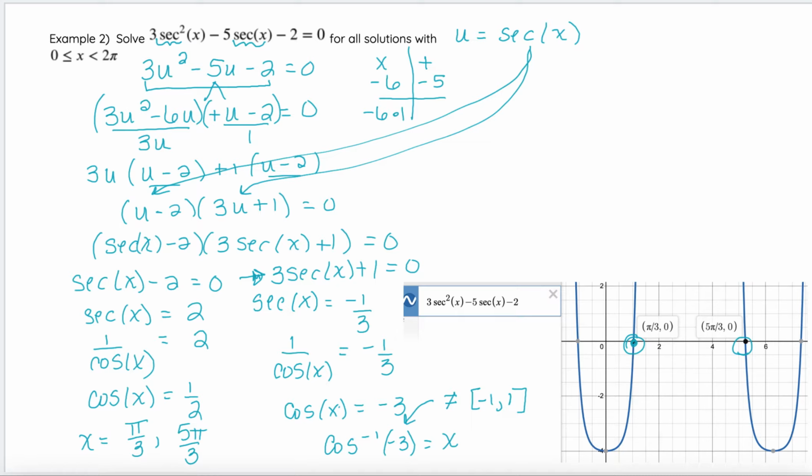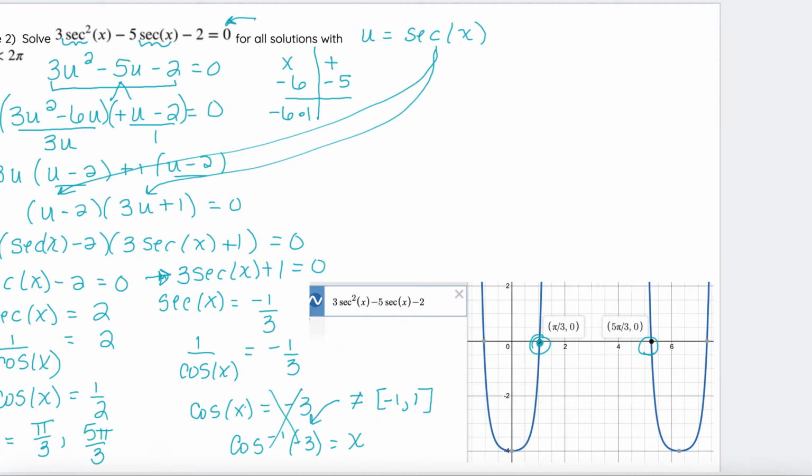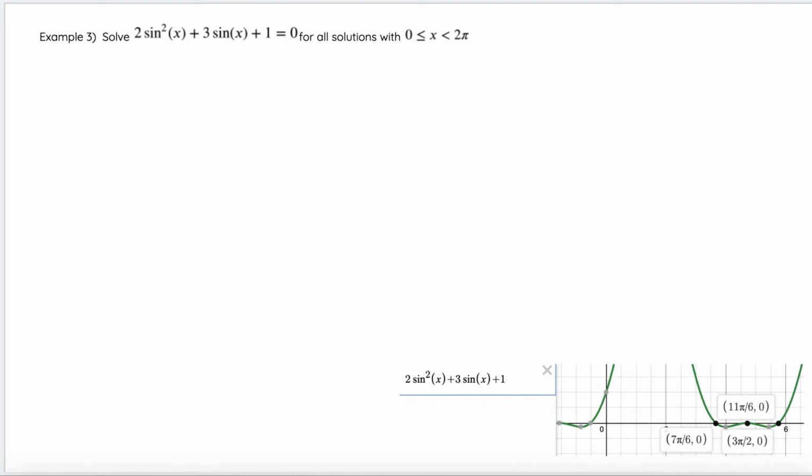Therefore, this one provides no solution for us, which is why we're only seeing pi over 3 and 5 pi over 3 when we're solving and finding the x-intercepts within our graph. Let's see another example on slide 3.